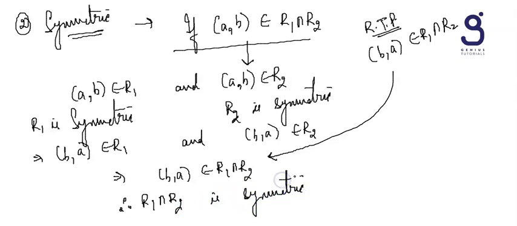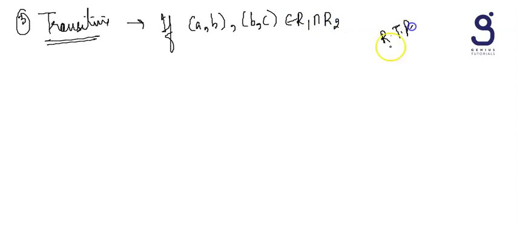Therefore, R1 intersection R2 is symmetric in nature. So we have verified the first part, that R1 intersection R2 is reflexive, and in the same way we have proved that it is symmetric in nature. Now let's move on to the third part. We need to verify the third property, that R1 intersection R2 is also transitive in nature. How to prove that? If (a, b) and (b, c) belong to R1 intersection R2, what is required to prove here is that (a, c) should also belong to R1 intersection R2.